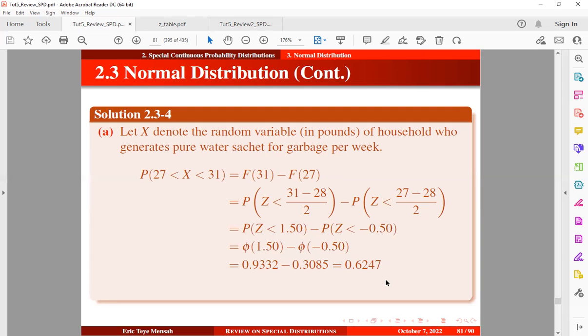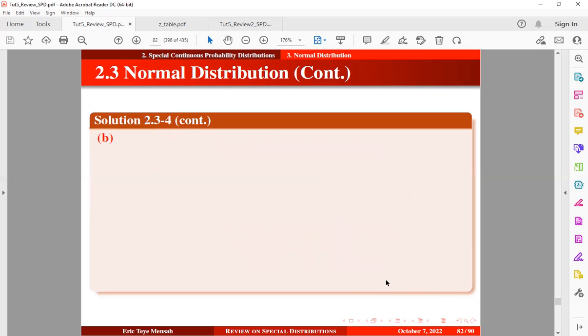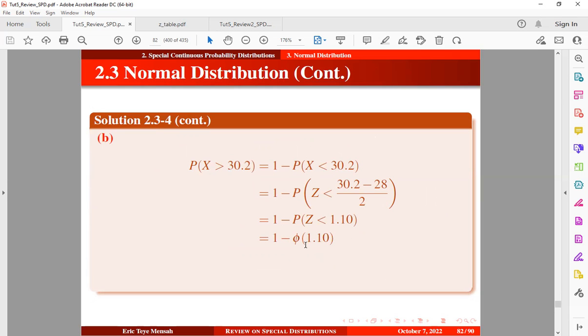Okay. All right. So let's take a look at the second part. I want to find the probability of a particular household generating more than 30.2 pounds per week. This can also be expressed in this form, and using the standard normal distribution, we can have it in this form. Once you read this from your table, you obtain that. Once you do the subtraction, you obtain the result. Very quite simple to do.